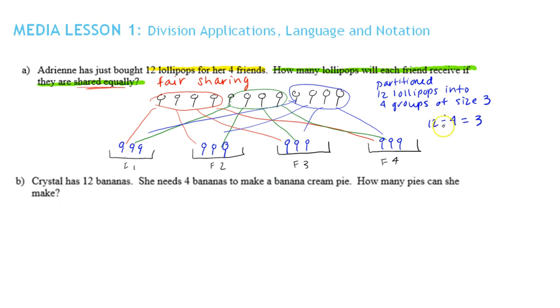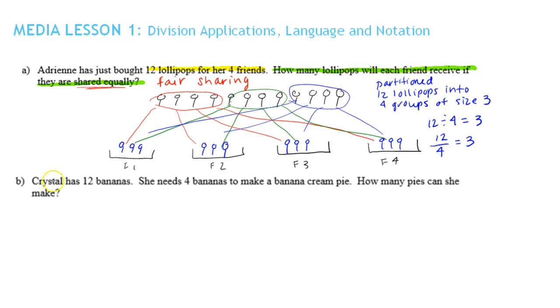And this is one symbol of division that we use. Another symbol we use is our fraction form. And this also means 12 divided by 4 equals 3. So there's lots of ways to think of fractions, and we'll discuss them later. But know that one way to think of a fraction is to think of it as division. 12 divided by 4 equals 3. Now let's look at the next problem.